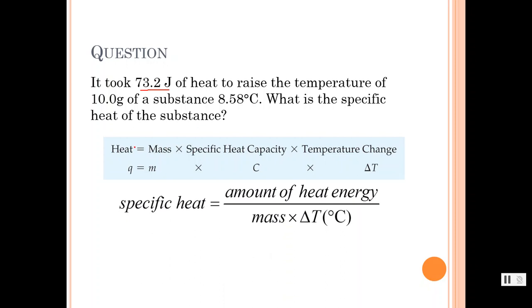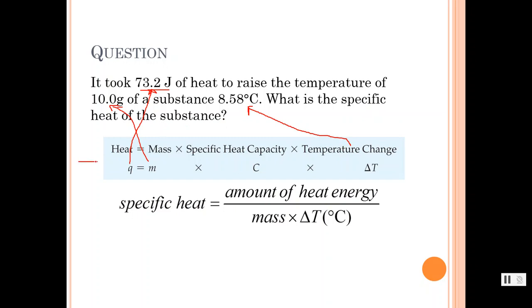So I have a Q. I have a mass. I know this is a mass. This 10 grams is a mass because of the unit. I'm given the change in temperature. It raised the temperature 8.58 degrees Celsius. So I have a temperature change. And I want to know what the specific heat is of the substance.